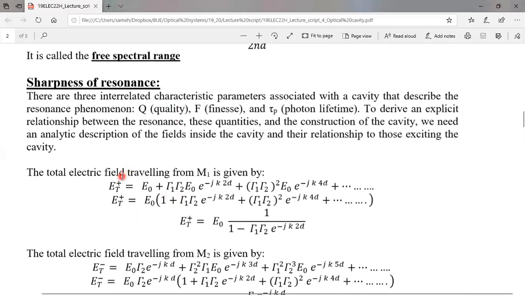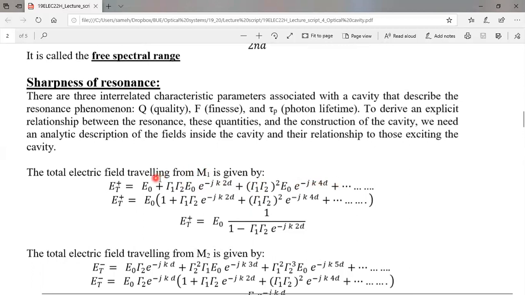So the total electrical field is the initial electrical field, which is E node, plus the electrical field after the first trip, which is gamma 1, gamma 2, E node, e power minus j k 2d. Then the second trip, gamma 1, gamma 2 square, E node, e power minus j k 4d, and so on. So this is just a direct summation for all the electrical field inside the cavity.